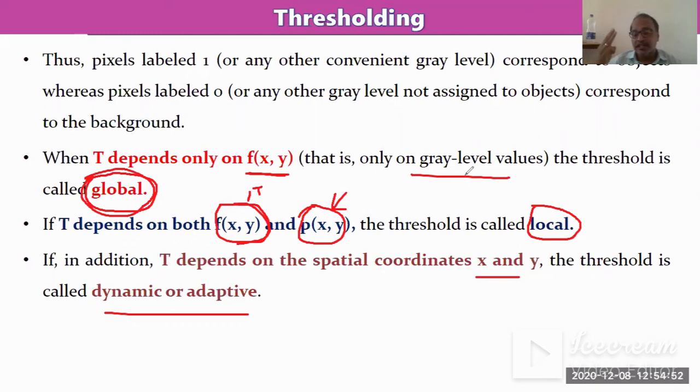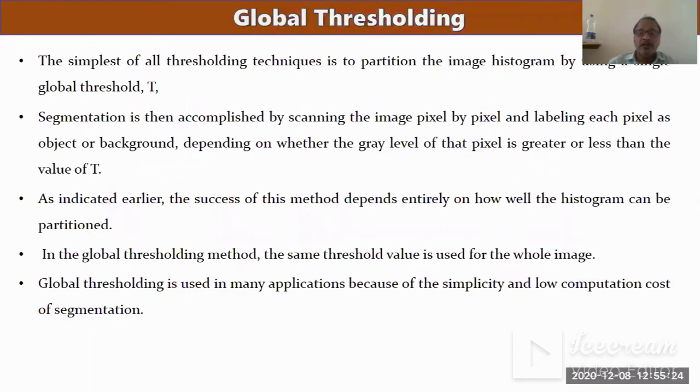म्हणजे हे तीन टाइप थ्रेशोल्डिंग कसे लक्षात घ्यायचे बघा. जर ग्रे लेवलवर डिपेंड्स असेल थ्रेशोल्डिंग व्हॅल्यू तर ते ग्लोबल थ्रेशोल्डिंग झालं. समजा ग्रे लेवल व्हॅल्यू आणि प्री डिफाईन्ड क्रायटेरिया असेल म्हणजे हे दोन असतील तर तो झाला लोकल थ्रेशोल्डिंग. आणि अडॅप्टिव्ह थ्रेशोल्डिंग मध्ये it will depend on the coordinates value, not pixel value. पिक्सेल व्हॅल्यूवर नाही तर ते कोऑर्डिनेट व्हॅल्यूवर डिपेंड असतं. So such type of thresholding is called dynamic or adaptive thresholding. Okay, so this will be the different types of thresholding.